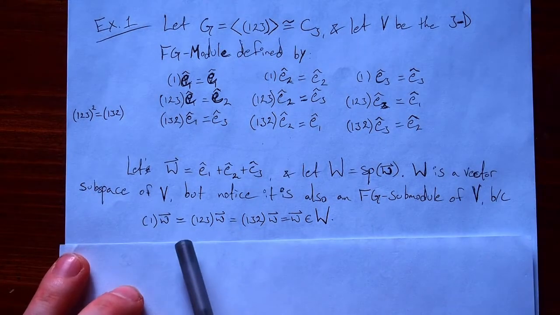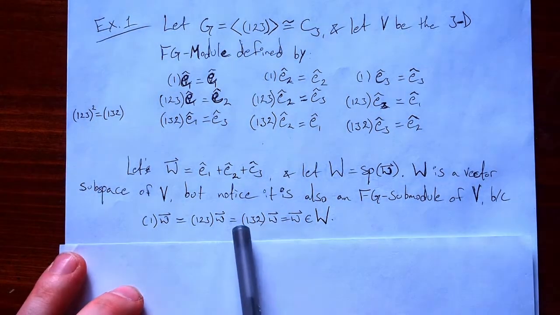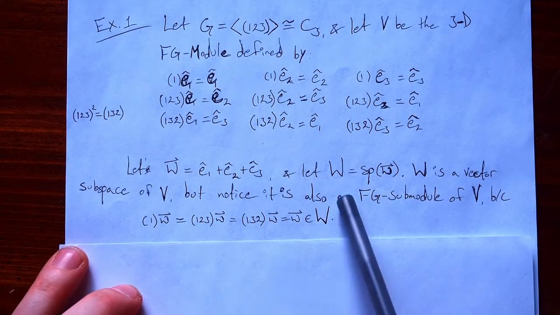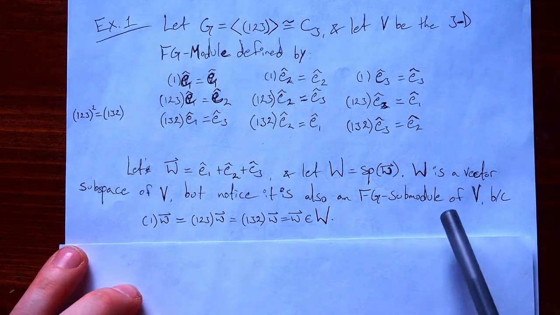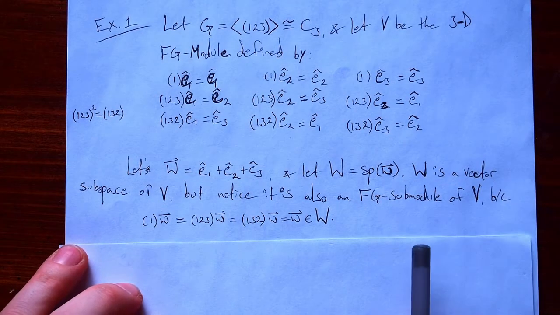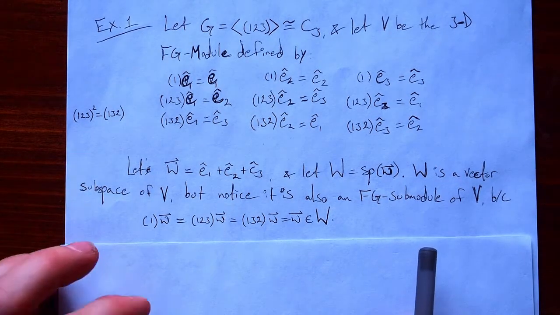The only other elements in the subspace are just going to be scaled versions of W, and we can always pull out our scalar. So we know that this subspace is closed under the action of G. So this is indeed an FG submodule of V. So it is reducible. We have found a non-trivial FG submodule.